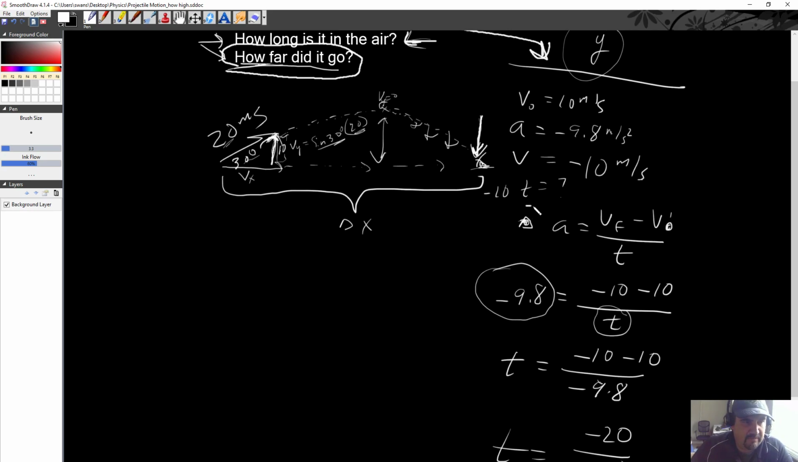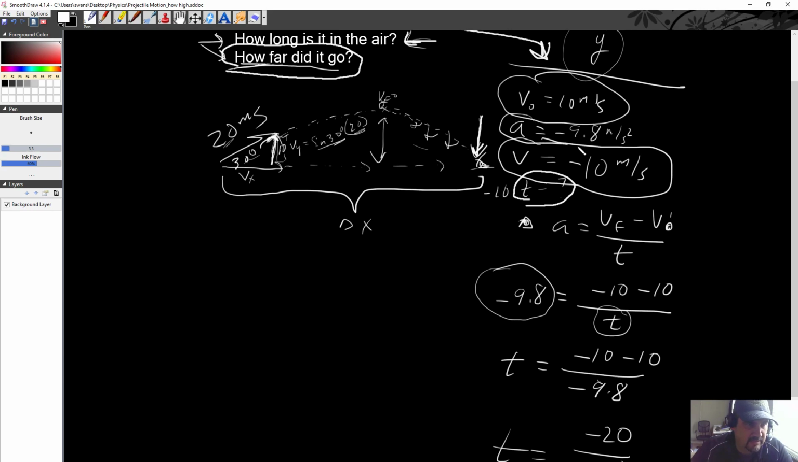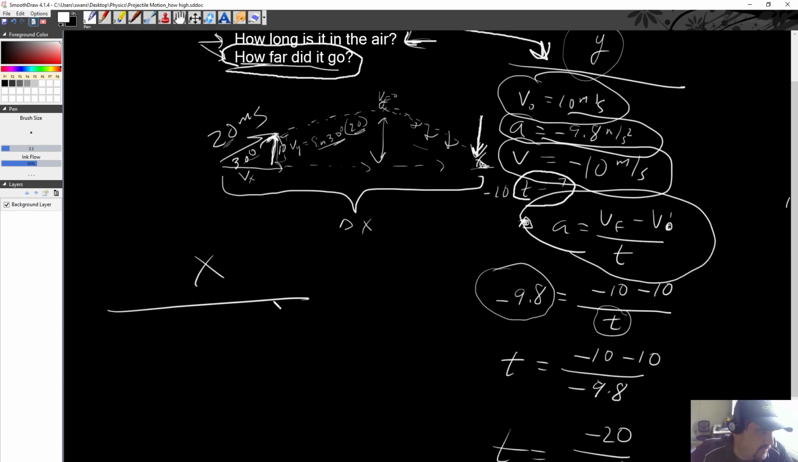We're looking for time. You know the final speed is always the opposite, negative, of the starting speed. And then of course a is always negative 9.8. And that's it. Then use this equation, and that will give you the time that this thing is in the air. Now the x directional stuff, where we're going to get our answer for this right here.